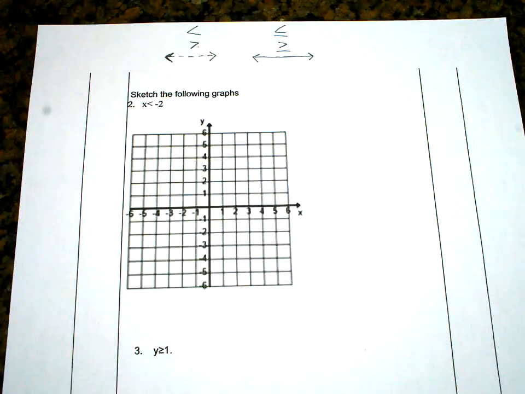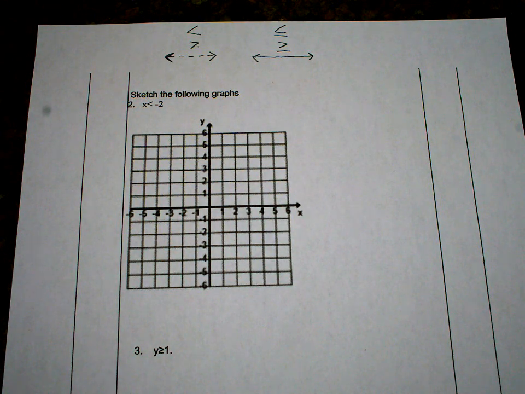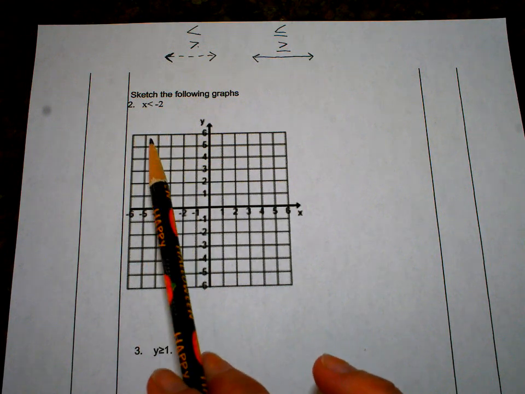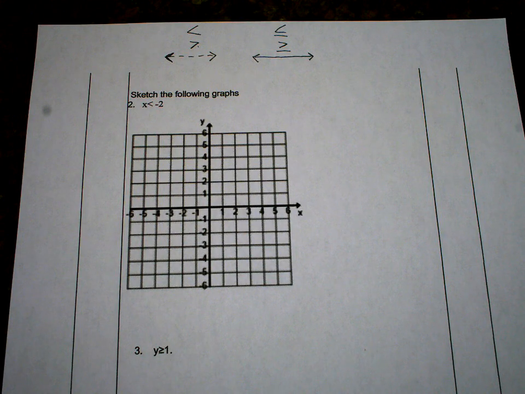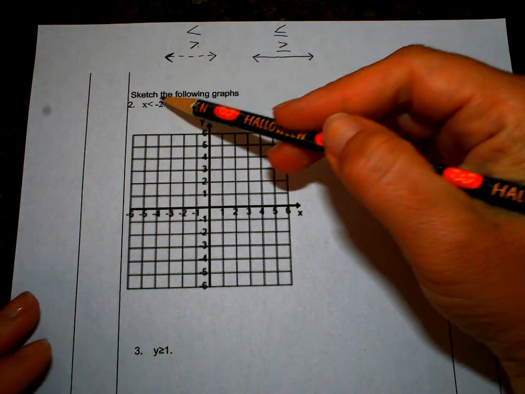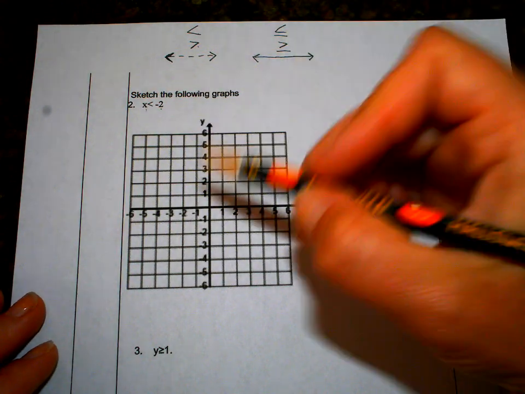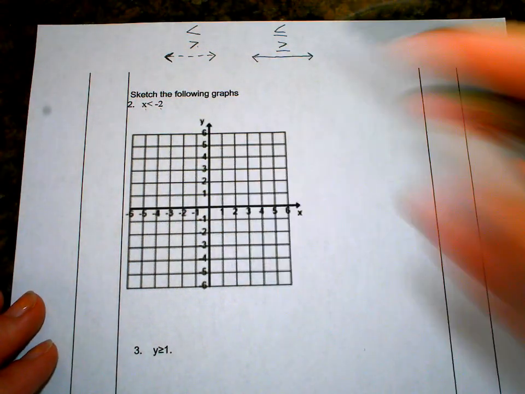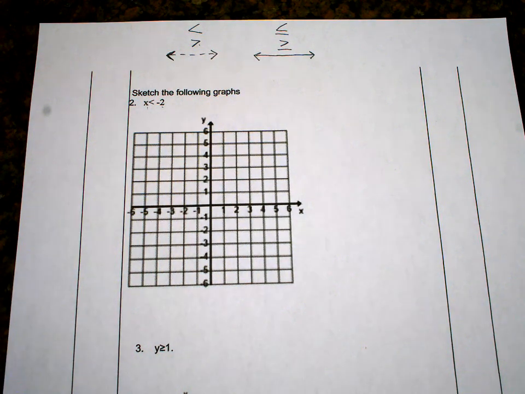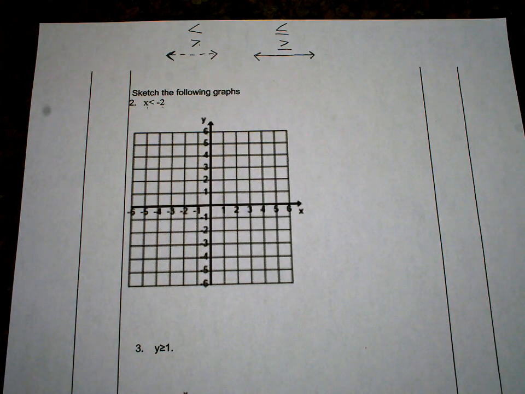Okay, so now let's do numbers 2 and 3. It says, sketch the following graphs. x is less than negative 2. Okay, well, there's no y in this. This is not in y equals mx plus b form, which means it's not going to be a slanted line. It's either going to be horizontal or vertical. So on the x-axis, go to negative 2. And let me make this a color.